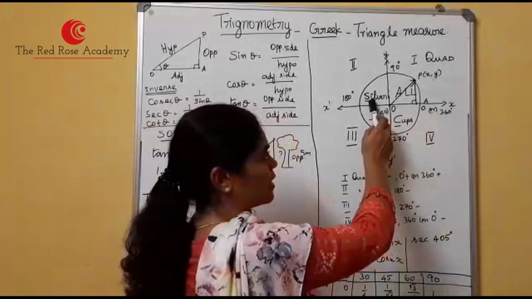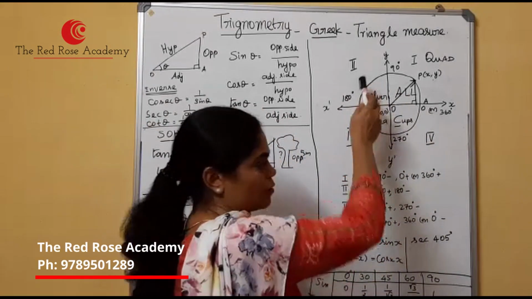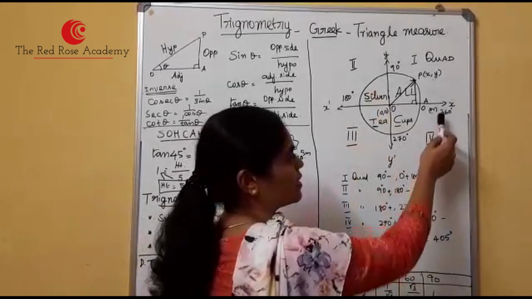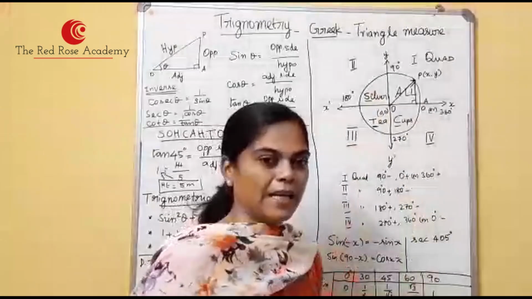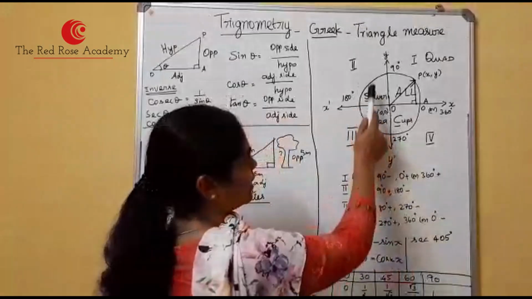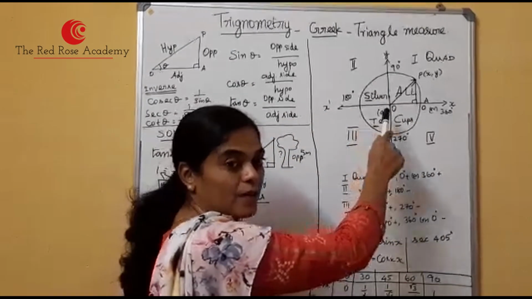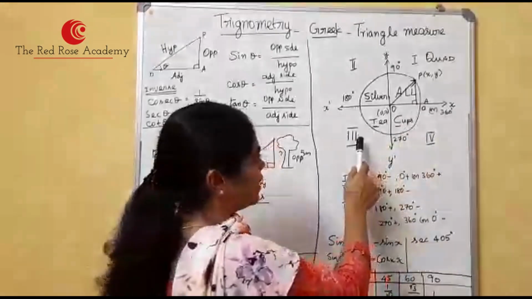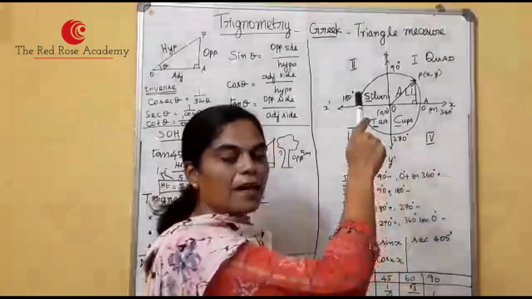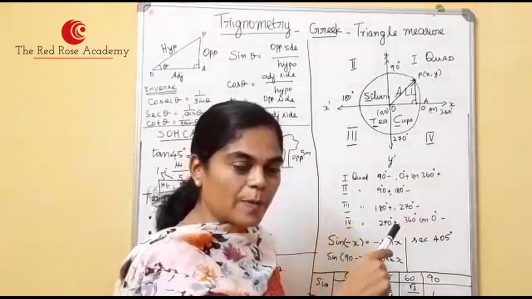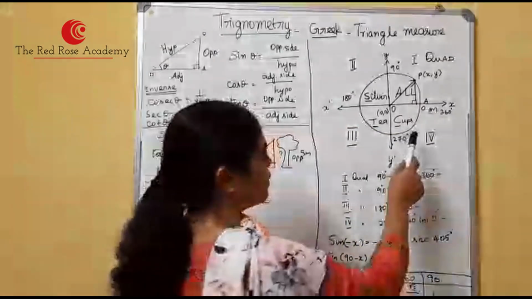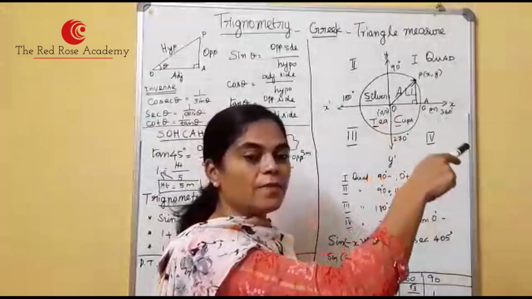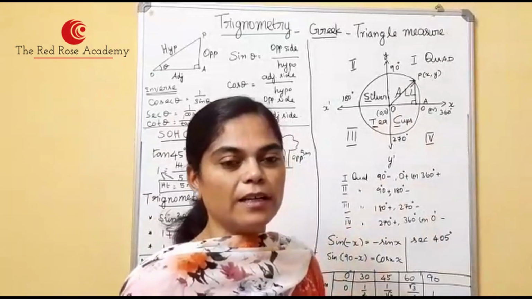So, what is the second quadrant? 90 plus and 180 minus. What is the third quadrant? 180 plus and 270 minus. Fourth is 270 plus and 360 or 0 degree minus. So, in the second quadrant, sine and its inverse, cosecant, are positive, remaining are negative. In the third quadrant, tan and its inverse, cot, are positive, remaining are negative. In the fourth quadrant, cos and its inverse, secant, are positive, remaining are negative.